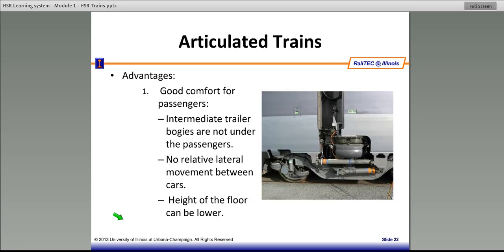I'd like to go on and describe the articulated train to you. The articulated train basically is how you combine the cars of the high-speed train together. The articulated train uses a bogie between two cars to combine the two cars together. And then there are a lot of advantages of this.